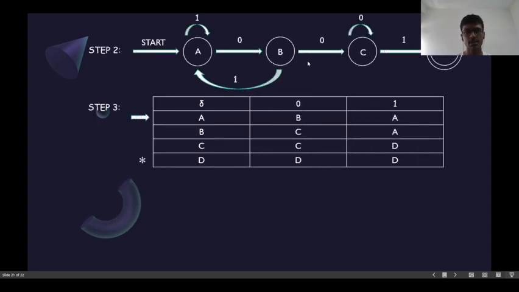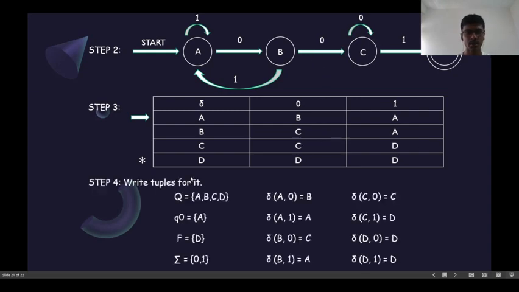Then using both this transition table and the transition diagram, we are going to write the tuples for it. Basically there are 5 tuples, similar to what we had learned earlier: Q, Q naught, F, sigma, and delta. Q is nothing but all the states which we used to draw this: A, B, C, and D. And Q naught is A, that is the starting state. F is the final state, which is D, and sigma is 0, 1. Sigma is nothing but the alphabet, the symbols which we used to derive the strings. Here we used only 0 and 1.